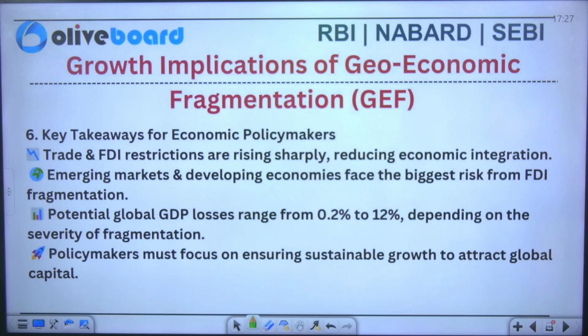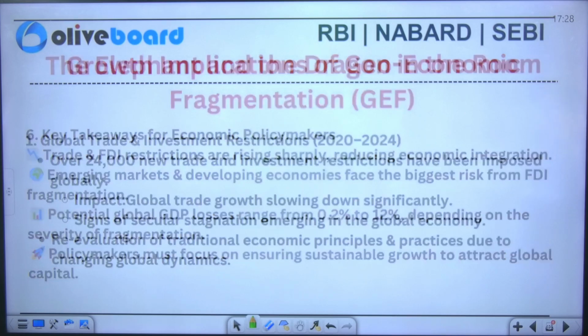Now what can be the takeaways here? First of all, trade and FDI restrictions should rise sharply. Emerging markets and developing economies face the biggest risk from FDI fragmentation. The potential global GDP loss ranges from 0.2% to 12% depending on the severity of fragmentation. Policy makers must focus on ensuring sustainable growth to attract global capital.